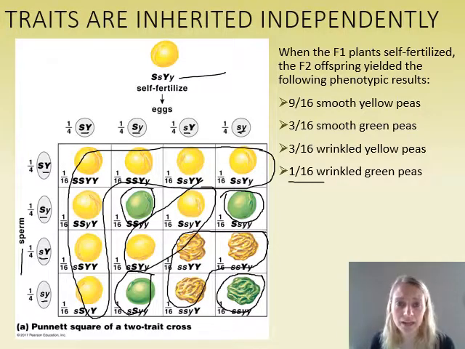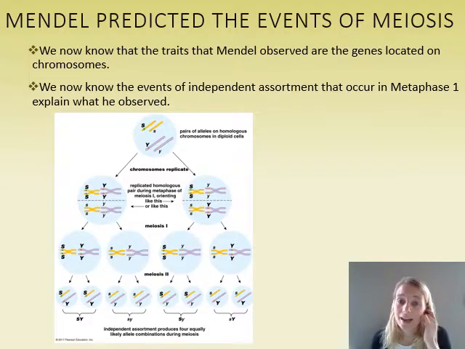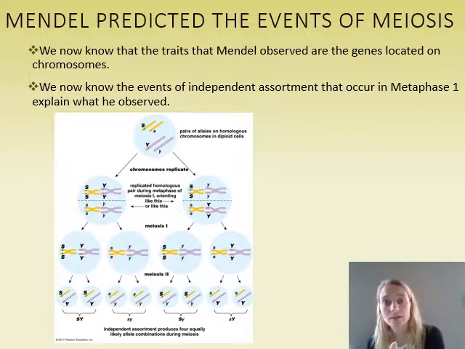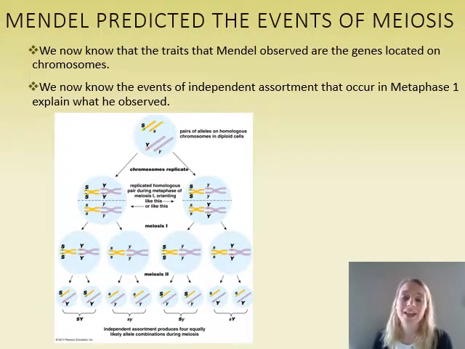That's as complicated as we're going to get. We're not going to go for 3 traits. That would be kind of insane. All right, so with that idea that these traits assort independently, that takes us, with our more modern understanding, back to meiosis.